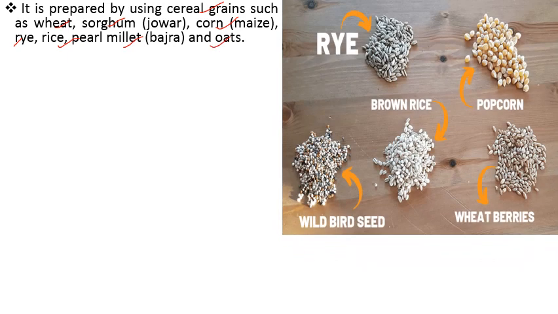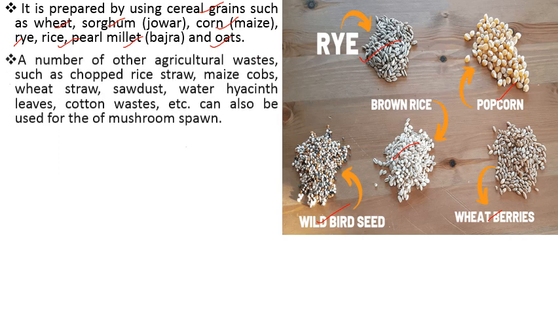Substrates are prepared by using certain cereal grains such as we have wheat, sorghum, jowar, that is corn and maize, rice, pearl millet, bajra and oats. So इनके seeds हम use कर सकते हैं for the preparation of substrate like we have rice seeds and maize, we have brown rice, wild bird seed and wheat berries. So these all are used for the preparation of substrate for a particular mushroom spawn.